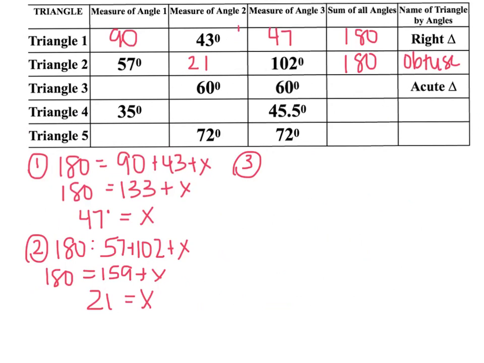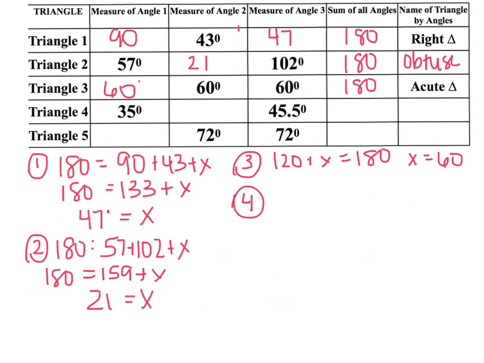All right, let's try number 3. We have an acute triangle that is going to be 180 degrees. So we have 60 times 2, which is 120, plus some number equals 180. 180 minus 120 is 60. So this is an acute triangle, but it's also going to be an equilateral triangle, because if all the angles are the same, that means all of the sides are going to have to be the same.